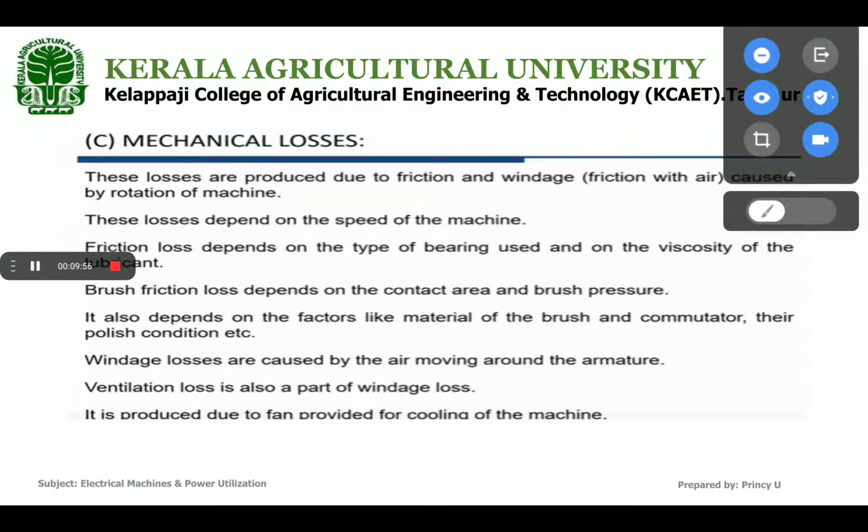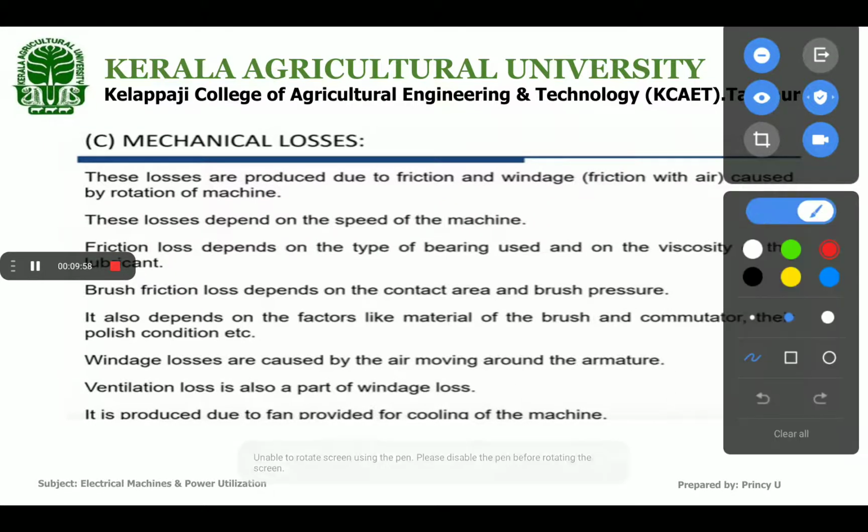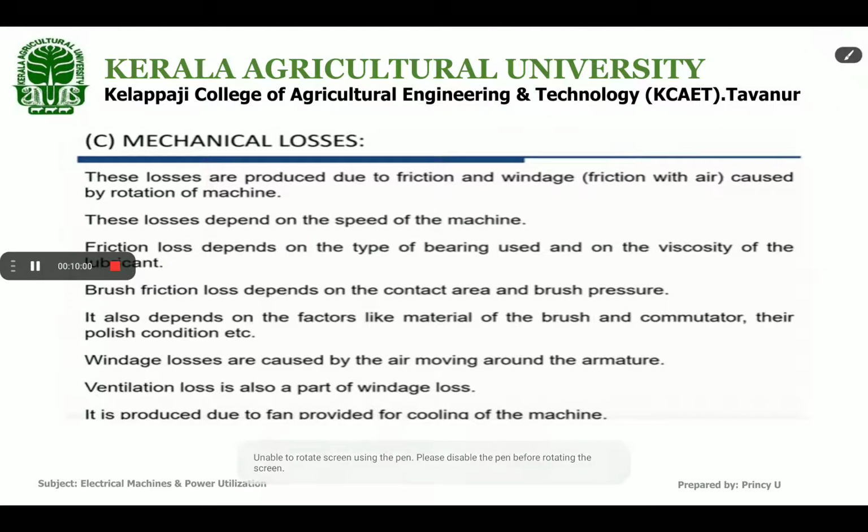Then mechanical losses. These are the losses produced due to friction and windage. Friction with the air is known as windage loss, which is caused by rotation of the machine. These mechanical losses depend on the speed of the machine.